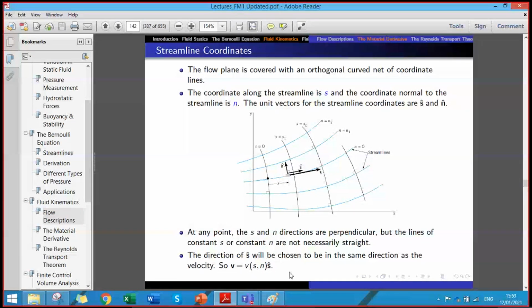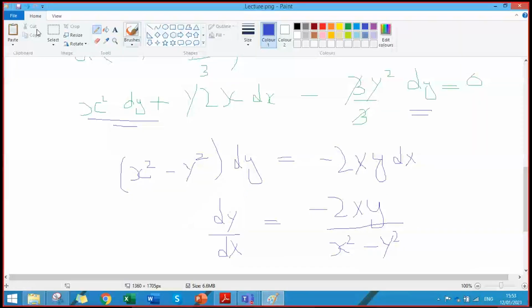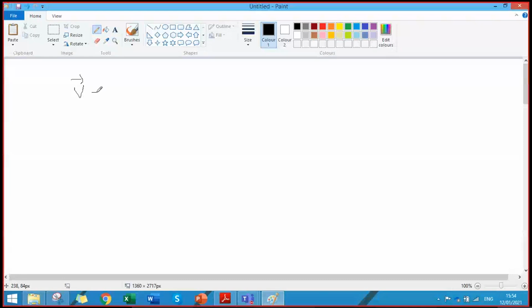Let me explain it here. We know that the velocity vector will have a component V, which is a function of s and n, and this is the component along the streamline, along the unit vector of the streamline. Clear? Just like the component u is a function of x, y, z as well as time, but it is along the unit vector i. Here it is the same concept: V is a function of s and n, but it is along the streamline direction.